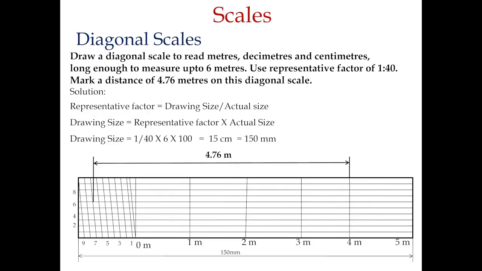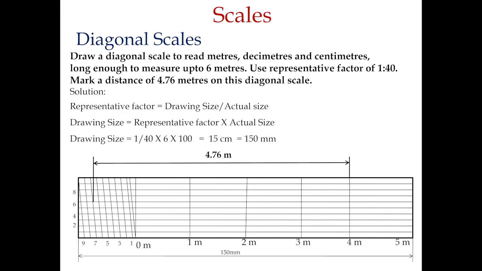So this is the question: draw a diagonal scale to read meters, decimeters and centimeters. It is long enough to measure up to 6 meters. Use a representative factor of 1 is to 40. Mark a distance of 4.76 meters on this diagonal scale, right? So this is our problem, with the same procedure and same solution.